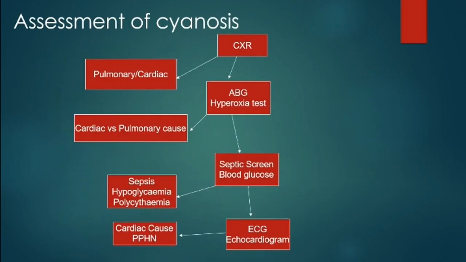What should I do to assess a case of neonatal cyanosis? First of all, we'll do a chest X-ray to differentiate between pulmonary and cardiac causes. Second, we can do an ABG or a hyperoxia test. It can also help to differentiate cardiac from pulmonary causes. Then I should do a septic screen and a blood glucose assessment, because sepsis, hypoglycemia, and polycythemia can also present with cyanosis. Finally, I can do an ECG and echocardiogram, which can show the cardiac causes, and can also assess primary pulmonary hypertension of the neonate.